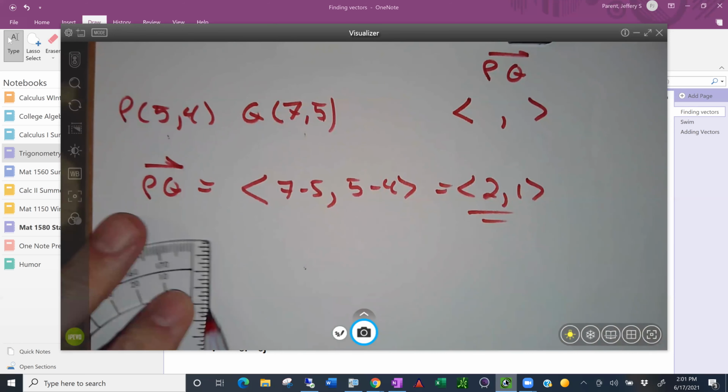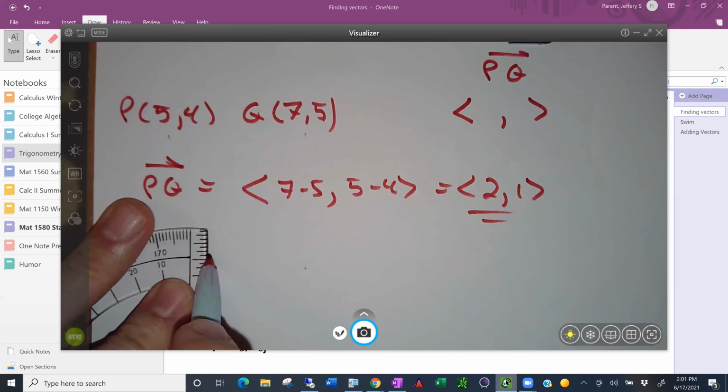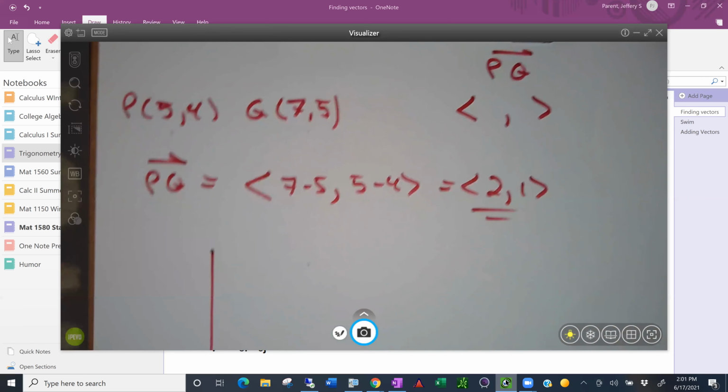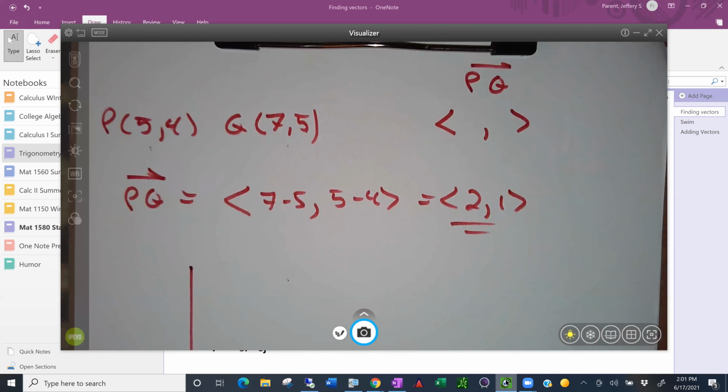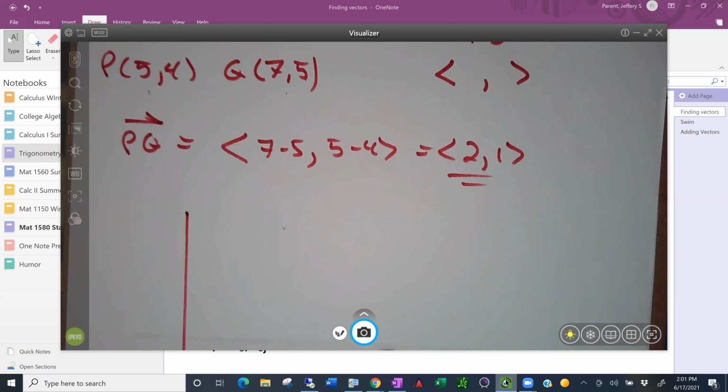So let me see if I can't draw something like this. Also, you minus the starting point from the ending point. The end point minus the starting point. So, okay, it makes sense now. Got it. Okay. 1, 2, 3, 4, 5, 6, 7.